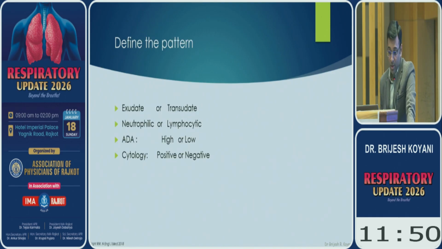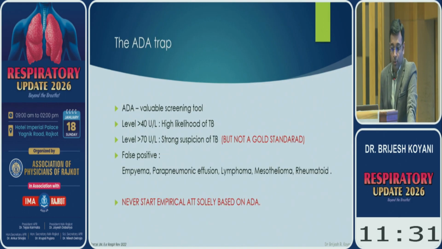So first, define the pattern: whether the fluid is exudative or transudative, whether it is neutrophilic or lymphocytic, whether the ADA is high or low, and whether the pleural fluid cytology is positive or negative for malignant cells. So this is a very basic approach to define the pattern of the pleural fluid. Now we'll talk about the ADA.